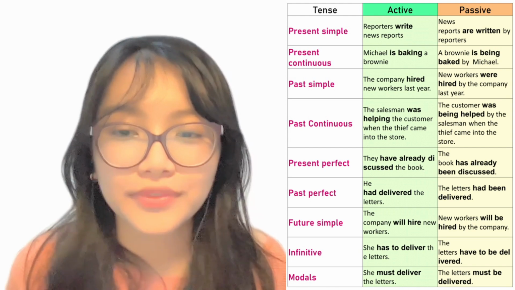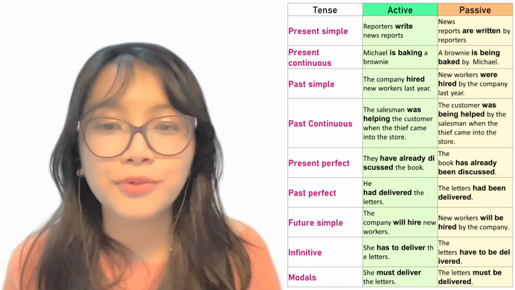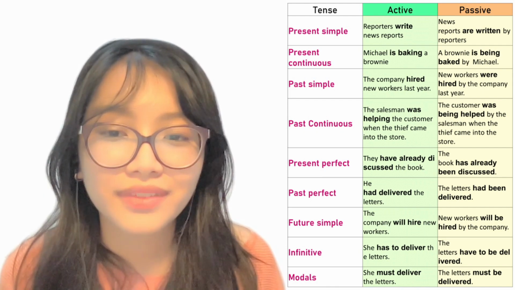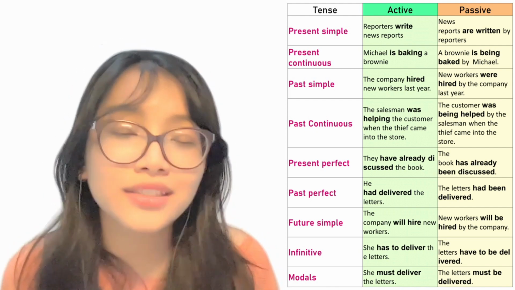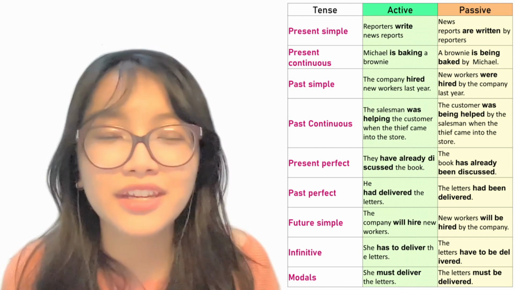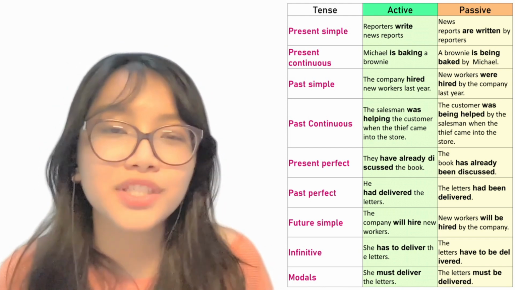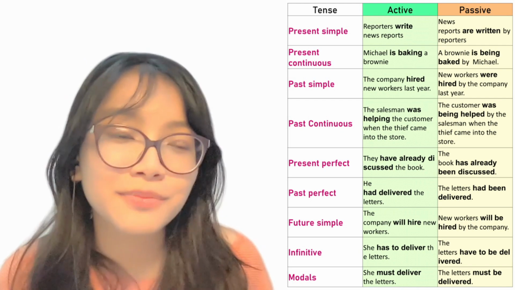Future simple. The company will hire new workers. New workers will be hired by the company. Infinitive. She has to deliver the letters. The letters have to be delivered. Modal. She must deliver the letters. The letters must be delivered.